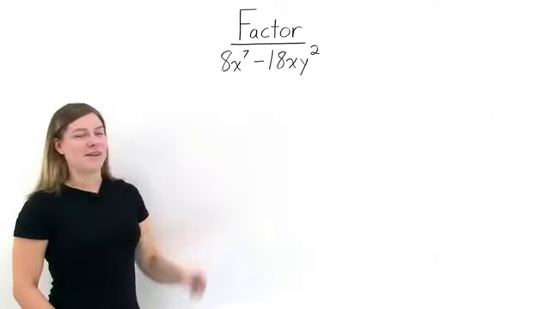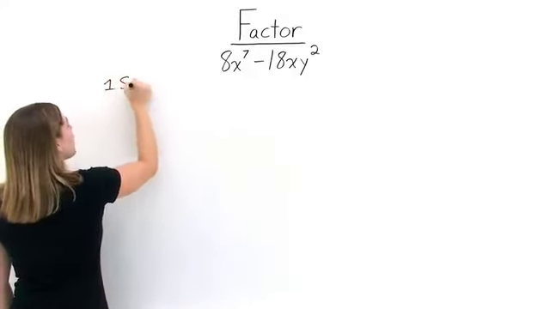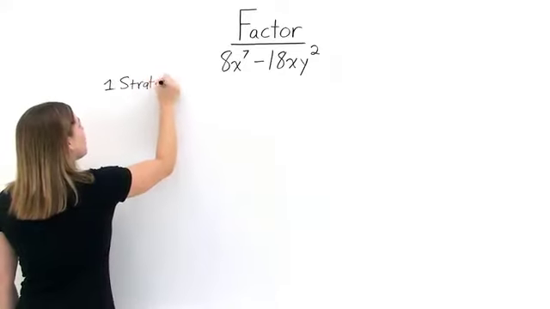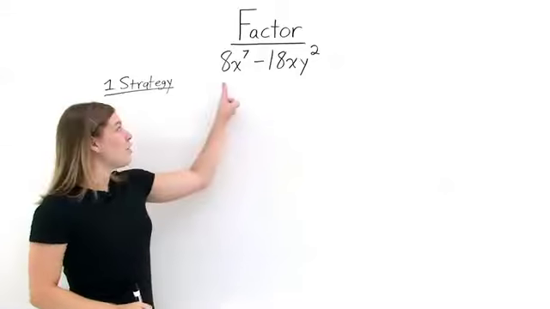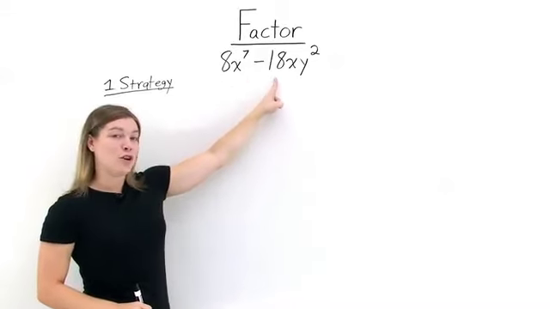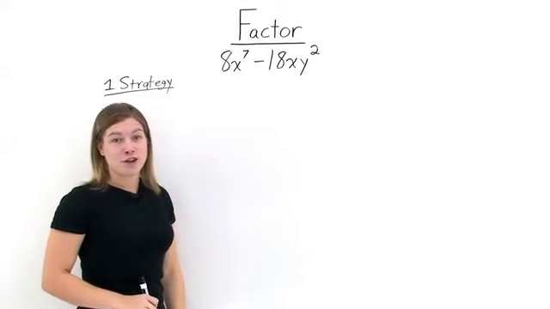How do we factor this polynomial? Well, to factor this polynomial, let's first determine a correct factoring strategy to use. To do that, let's look back at our polynomial. Here we have a coefficient of 8, and here we have a coefficient of 18. Well, those two numbers have a common factor of 2.